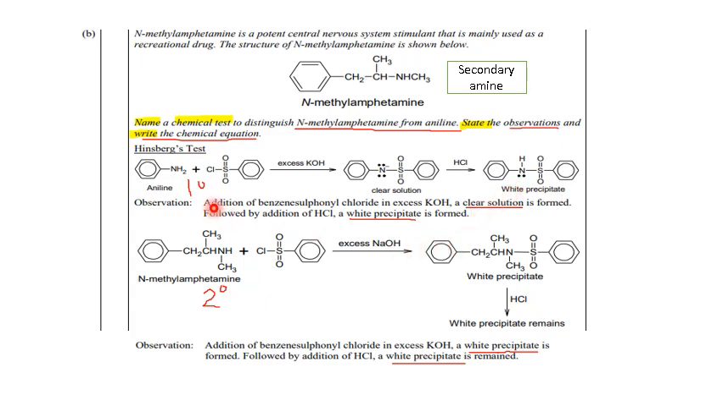If it is a secondary amine, when benzene sulfonyl chloride is added in excess NaOH, a white precipitate is formed, followed by HCl, and the white precipitate remains. So the difference between the two is that for the primary amine, it is a clear solution then a white precipitate, while for the secondary amine, it is white precipitate throughout.